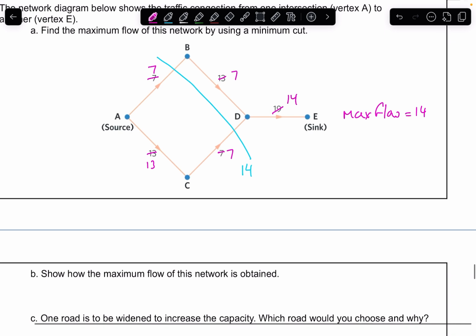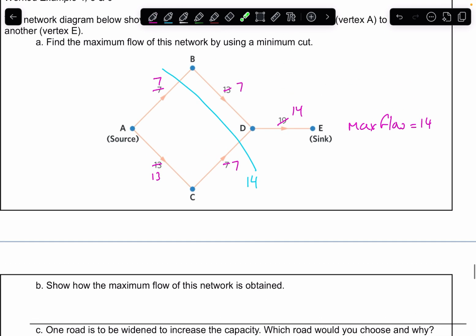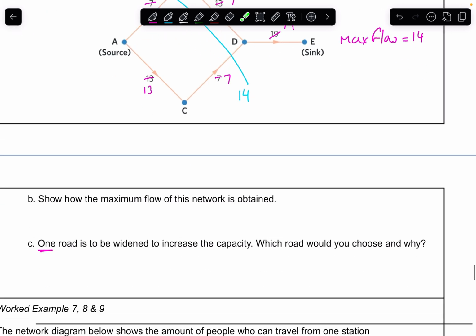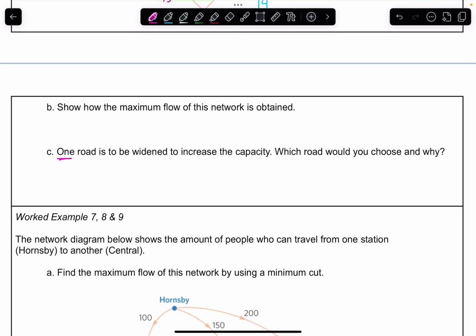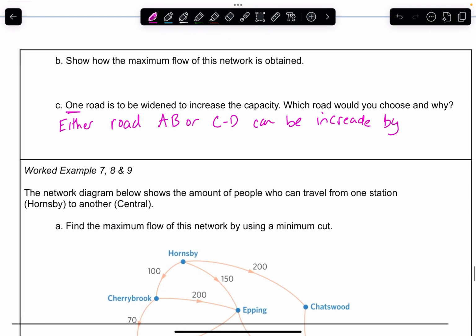Now, we can't increase both roads, because it says one road is to be increased, but also if we increase this road and this road, we'd end up with too much coming through and we'd still miss out. So we're going to write just one. So either road AB or CD can be increased by, how much do we want to increase it by? So 7 to 13 is 5, by 5 to increase the network flow.